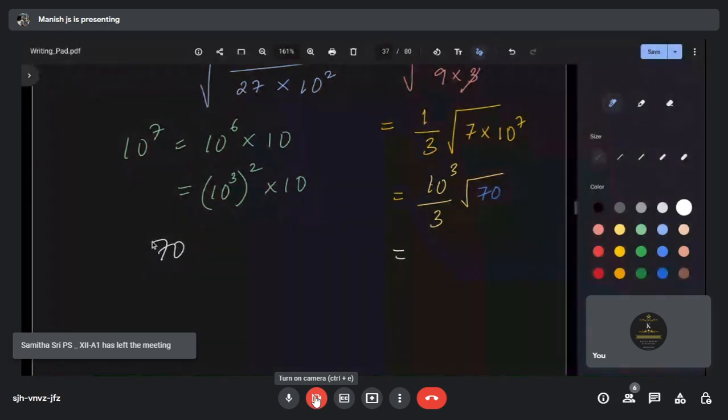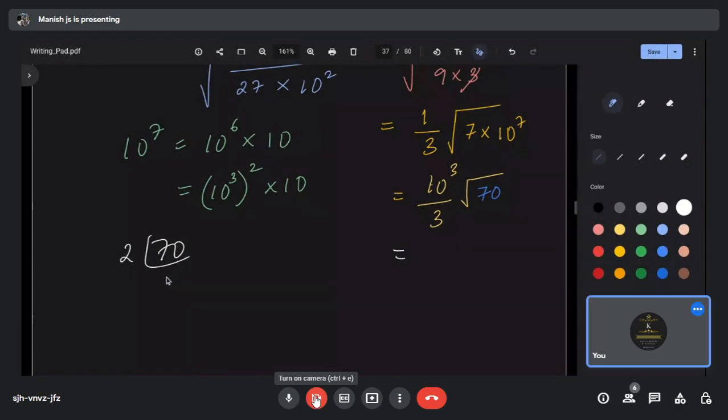So go for a prime factorization. 70, how many times is it going? I hope it's 35. Then again divide by 2. So 35 by 2, how much?